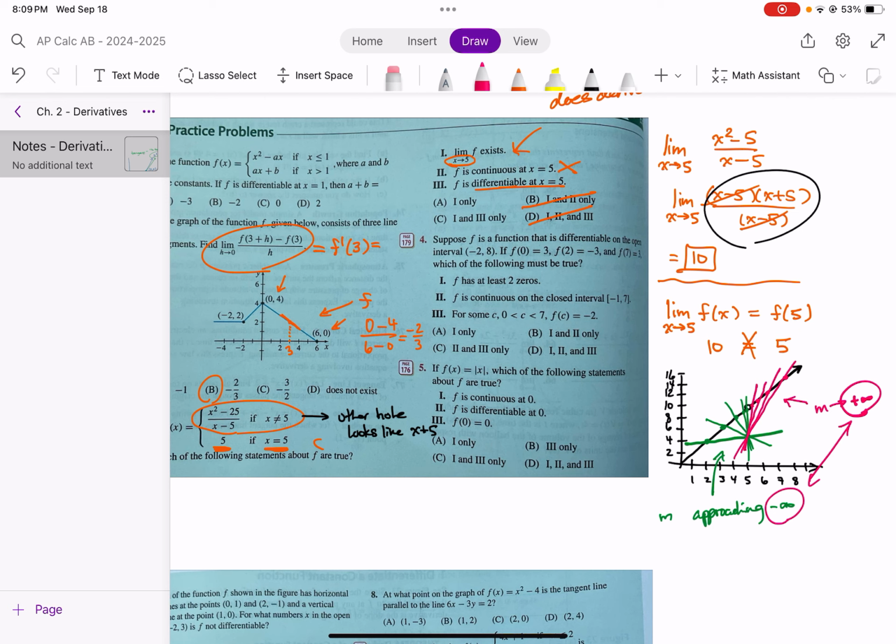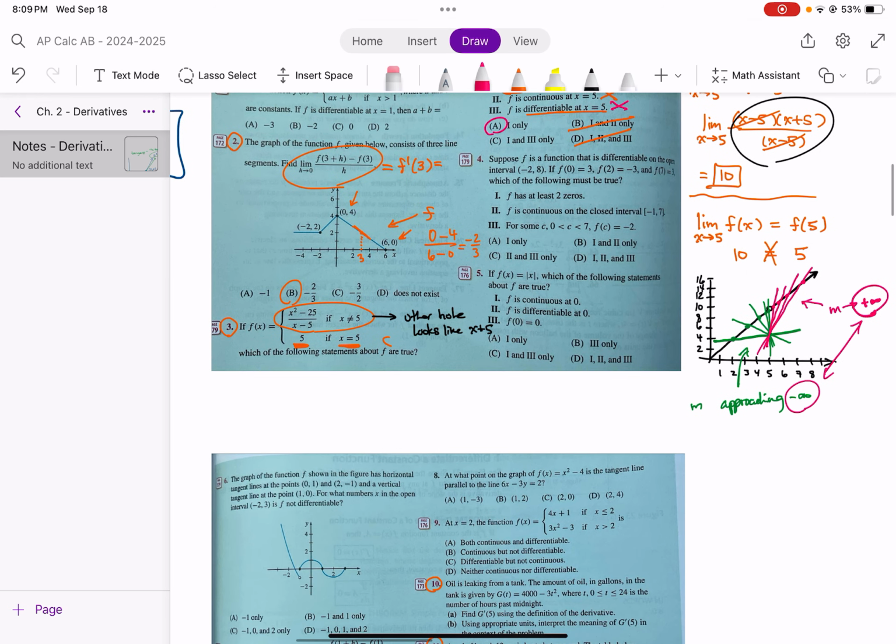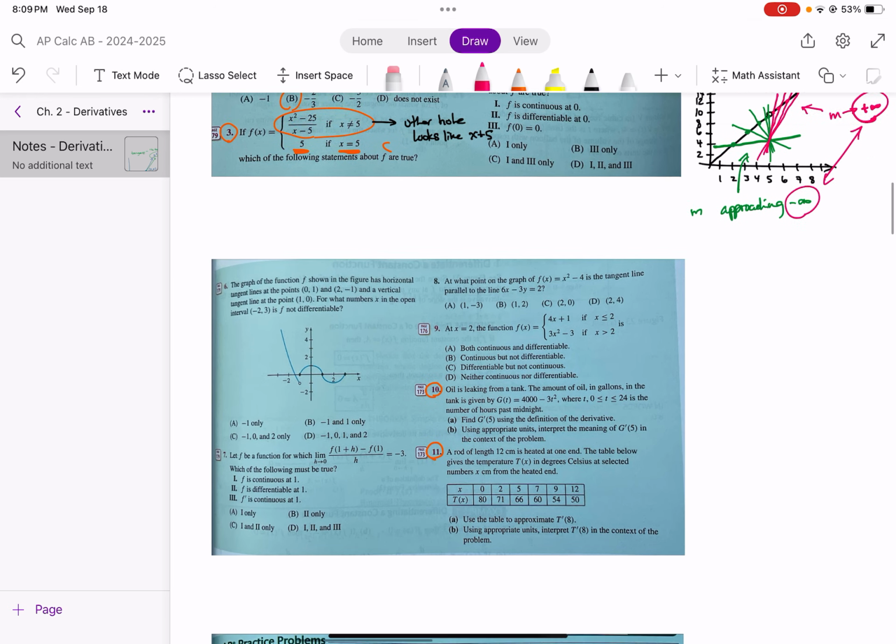So 3 is false. This is the kind of thinking you have to do to go through this problem. It's not really another way to do it. So in this case, it was only 1. That's a pretty tricky problem. It's a little higher difficulty there.